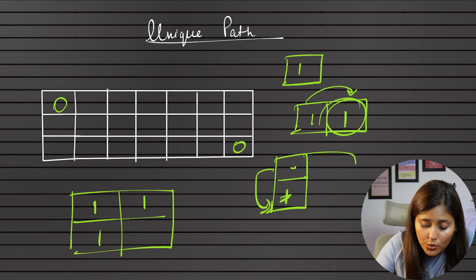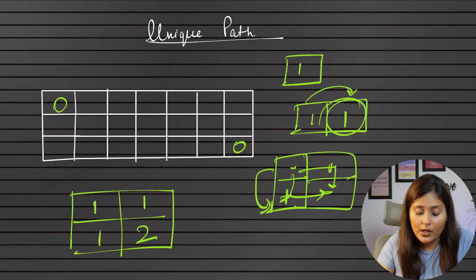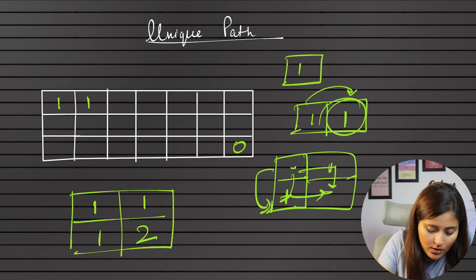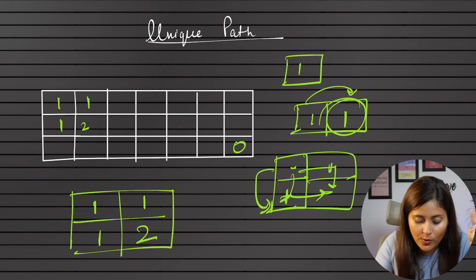And I saw that to reach here we have two ways, this way and this way. So can I say 2? Can I fill this also? 1, 1, 1, 2. Okay. Don't get confused, just try to understand.